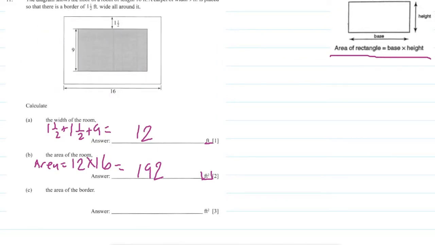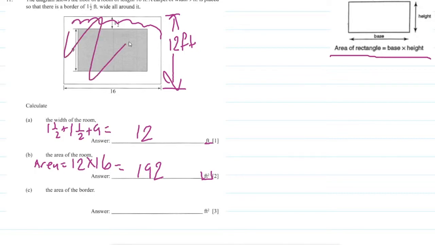So let's look at it, right? We have the width of this. We have the length of the room. We have the width of the room, which is what, 12 feet. And we only have the width of the carpet, which is 9 feet. So in order for us to find the area of the border, we need to be able to subtract the area of the carpet from the area of the entire room, right? So that's the only way that we'll be able to do that for this question.